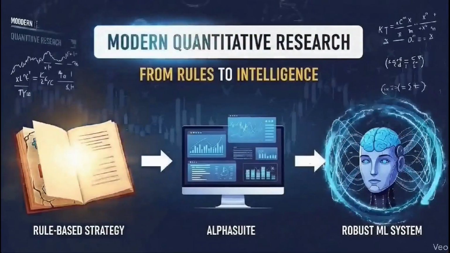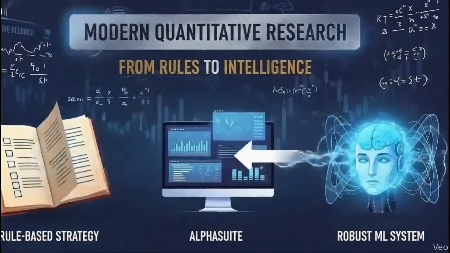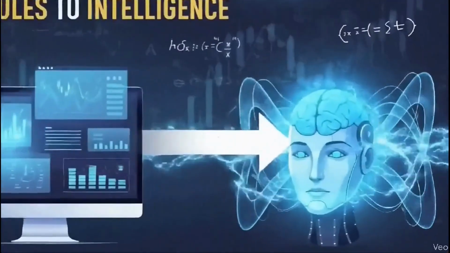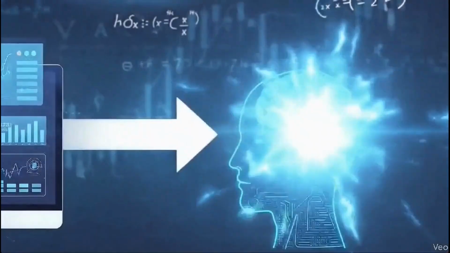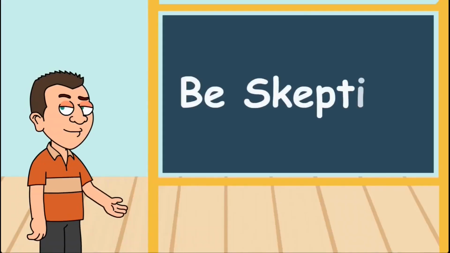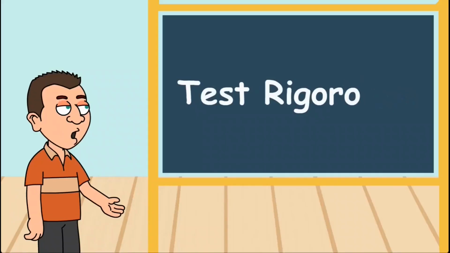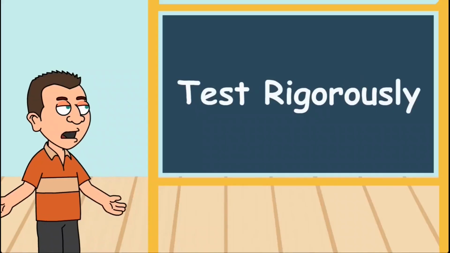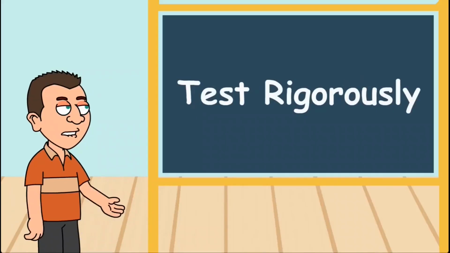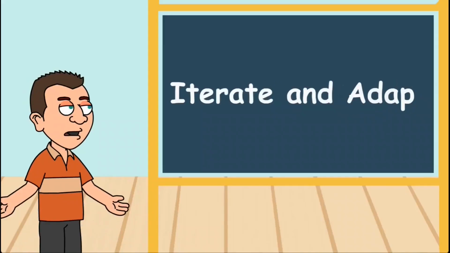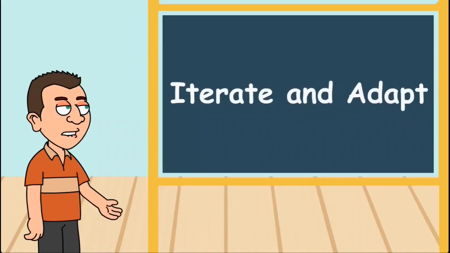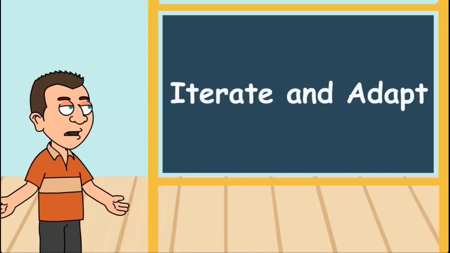This journey from a flawed rule-based strategy to a robust ML system highlights the core principles of modern quantitative research. Be skeptical. Treat perfect backtests with extreme suspicion. Test rigorously. Walk-forward analysis and realistic risk management are non-negotiable. Iterate and adapt. Don't be afraid to pivot from a rigid idea to a more flexible, data-driven approach.